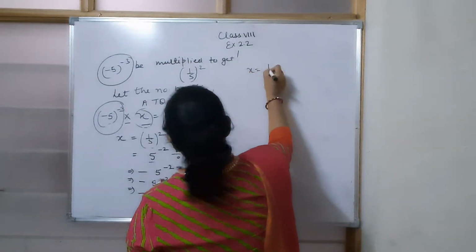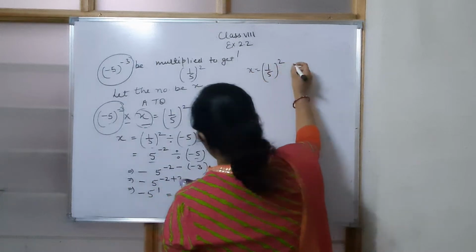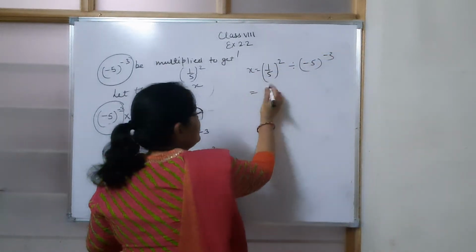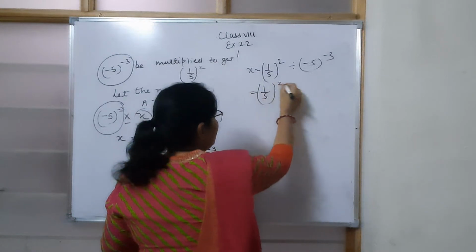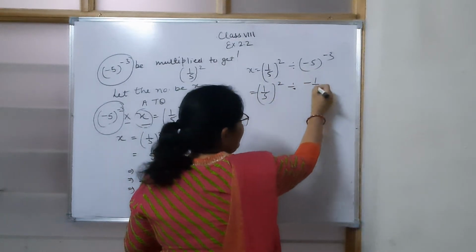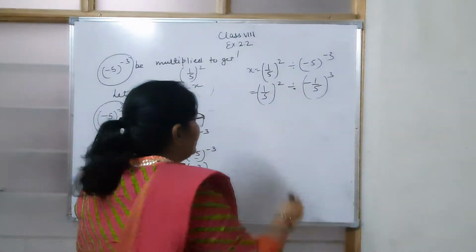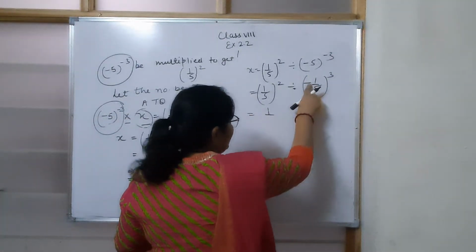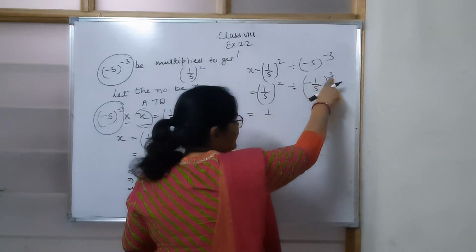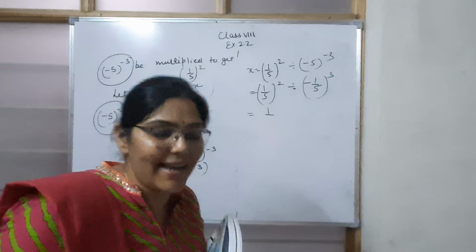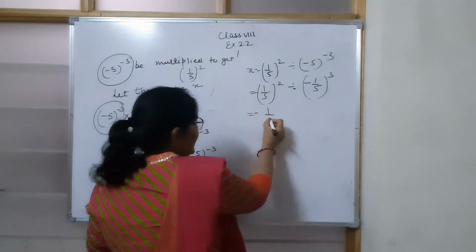Suppose you want to solve it this way: if you don't want to change this base, change the base here. This is going to be minus 1 upon 5, then the power will become positive. Fine. Now this is negative, so we'll get a negative number. When a positive number is divided by a negative number, we will always get a negative number. That's why I have put the minus sign here.